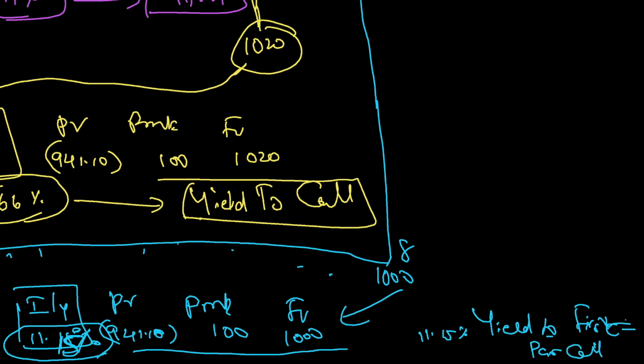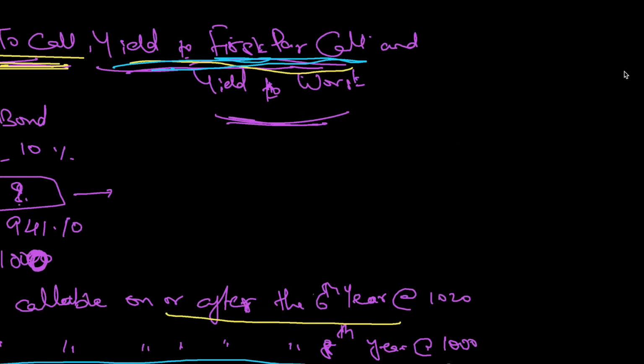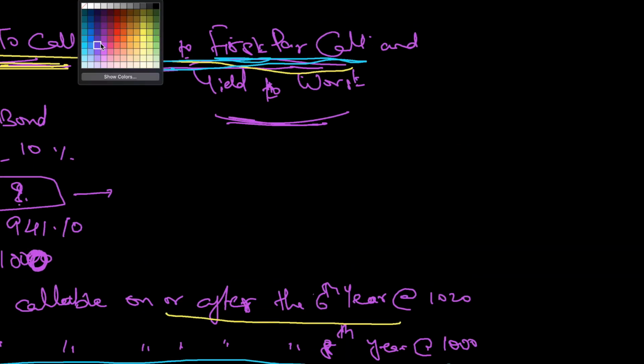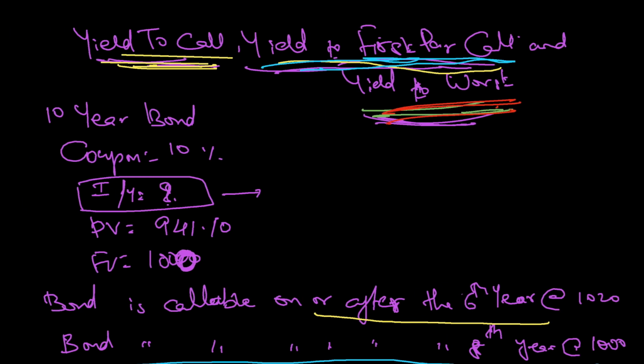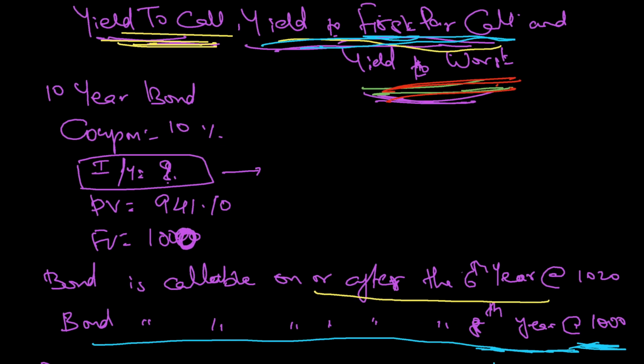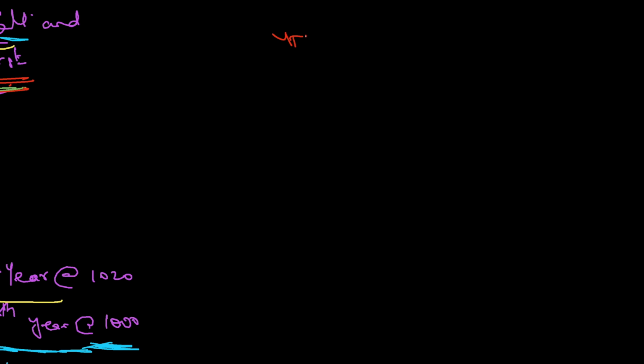Okay, so now the only one pending is yield to worst. So yield to worst means you just have to take all the IY whichever we have calculated so far and go for the lowest one. So first initially we calculated YTM, which was 11 percentage. Then we calculated yield to call, which was 11.66 percentage.